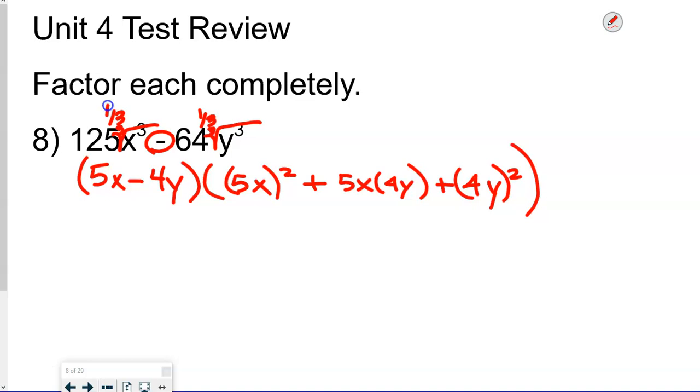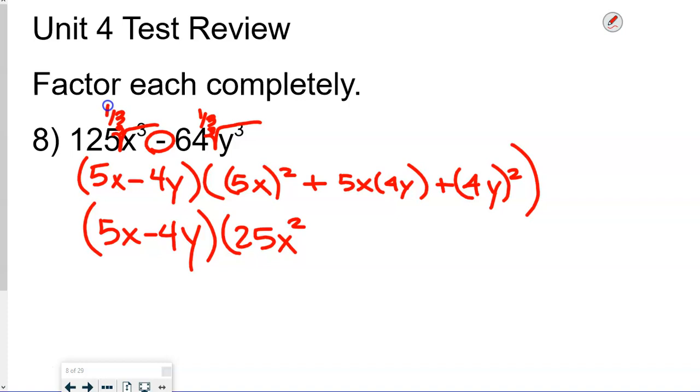So our final answer will be 5x minus 4y times 25x squared, because 5 squared is 25 and x squared is x, plus this is 20xy, and then 4y squared is 16y squared. So that's how we factor the difference of two cubes.